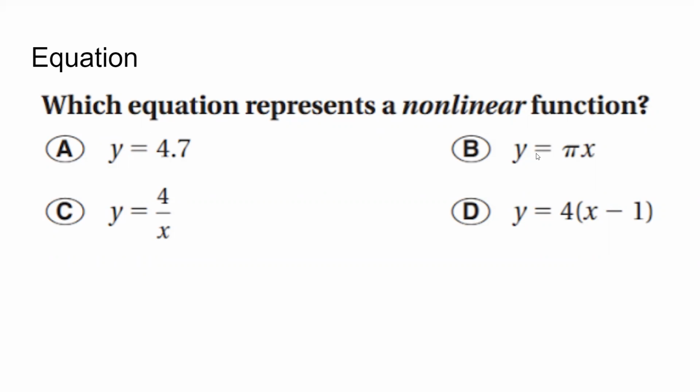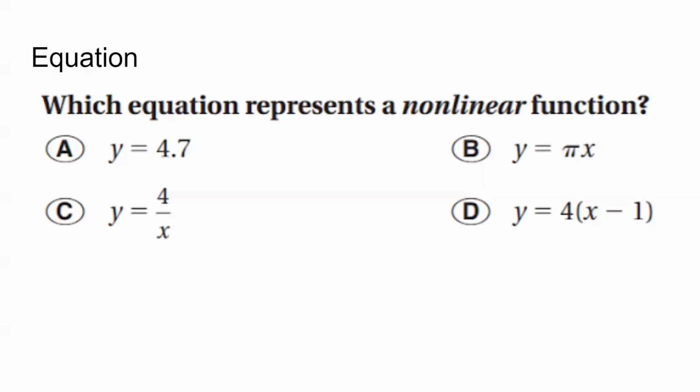Let's look at B. Y equals pi x. Again, ask yourself the 2 questions. Does the variable have an exponent? Nope, it doesn't. Is the x in the denominator? Nope, there's no denominators. So that one is good to go. Now we look at C. Is there an exponent on the variable? Nope. Is the x in a denominator? In this case, yeah, it is. So C is going to represent a nonlinear function.